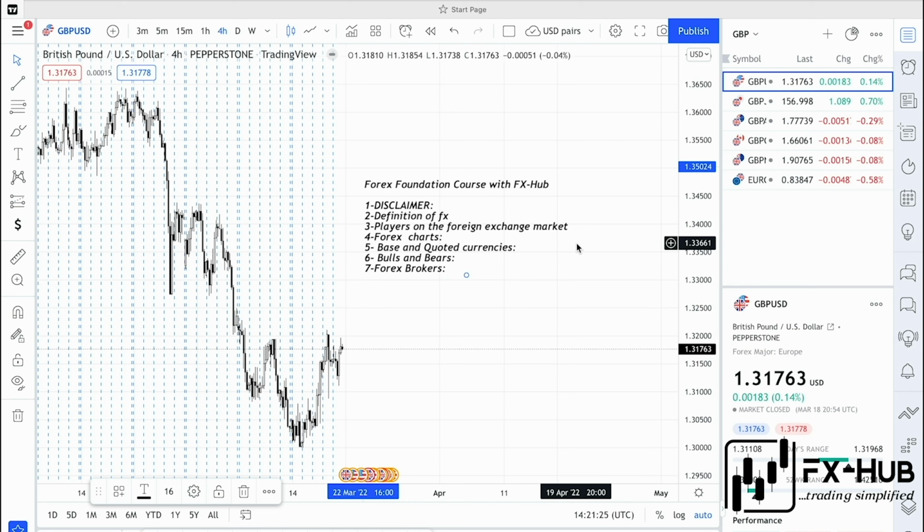So basically, in this Forex Foundation course, for this first part, I'm going to be covering some aspects, and looking at your screen, I've firstly highlighted them. So firstly, I've issued out my disclaimer, and secondly, we're going to be going through the definition of FX, which is Forex. And thirdly, we'll move into the players on the foreign exchange market, and we'll see what the Forex chart looks like, and what you can see in the Forex chart. Then we'll go through the base and the quoted currency, the bulls and the bears, and then the Forex brokers. Basically, this first part is for beginners. It's just basic for everyone.